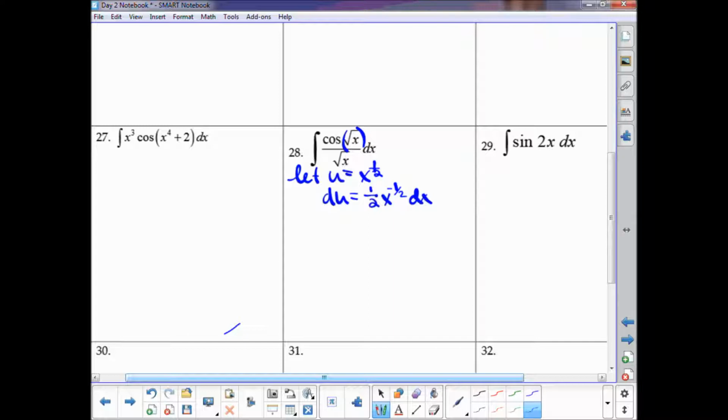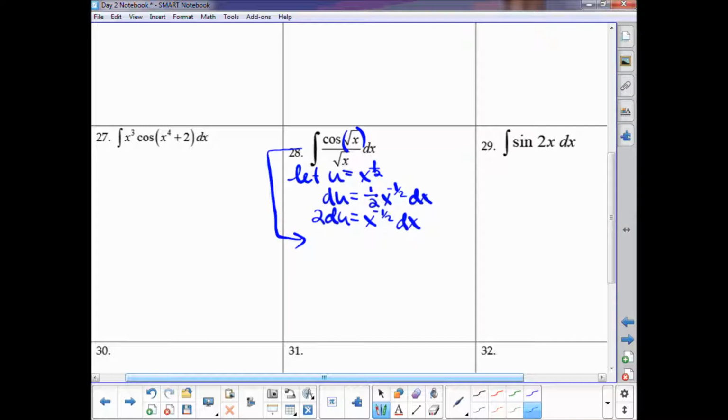Also, when you let u be the inside there, you're not letting it be a trig, so we don't have a trig in my du, so you don't have to worry about extra trig that you don't need. Alright, so let's go ahead and rewrite this. I think we just need to move the 1/2, right? So 2 du equals x to the negative 1/2 dx. Are we good with that? Okay.